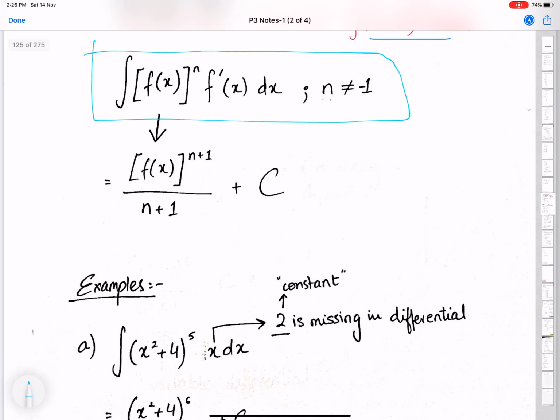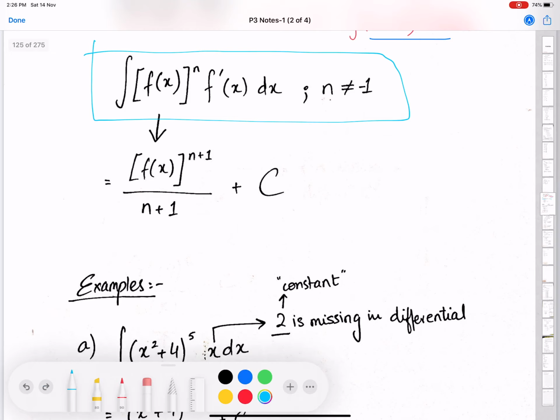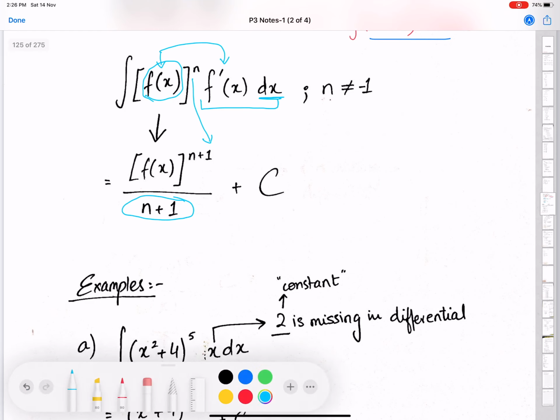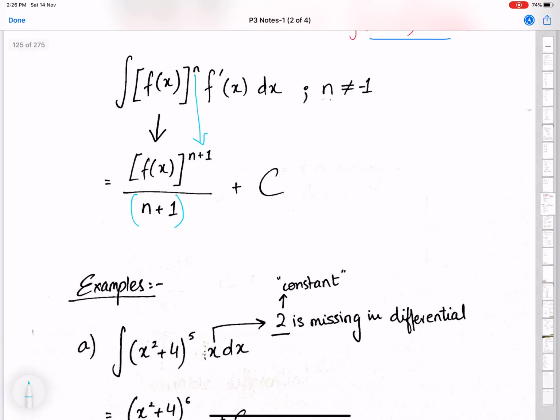This is true for all values of n except -1. In this formula, f of x has power n, and its differential is multiplying with dx. This is the important thing. So when the differential of the function is multiplying with dx, then to integrate the function, we just add 1 in power and divide the function by the resultant power. So when the differential is multiplying, we copy the function, add just 1 in power, and divide the function by the resultant power.